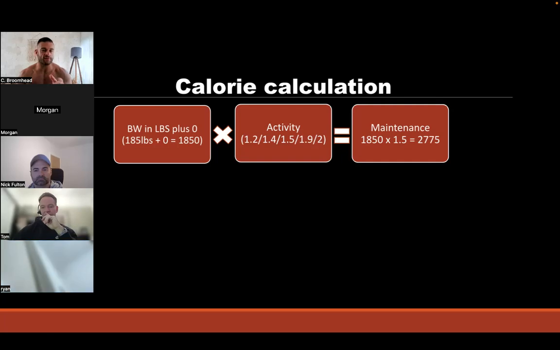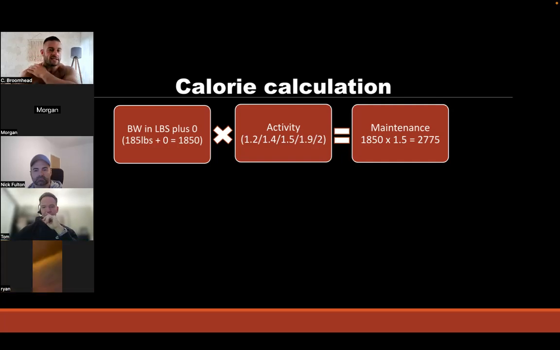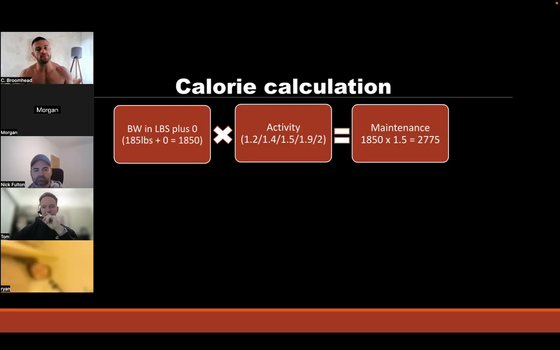I'd class it as, if you're doing 10K steps and training, then I'd say you may be at 1.5. When you start going over that, we can start putting it up. If you get like 15K steps a day and you're training cardio, things like this, then we're starting to go up to what I'd class as highly active.